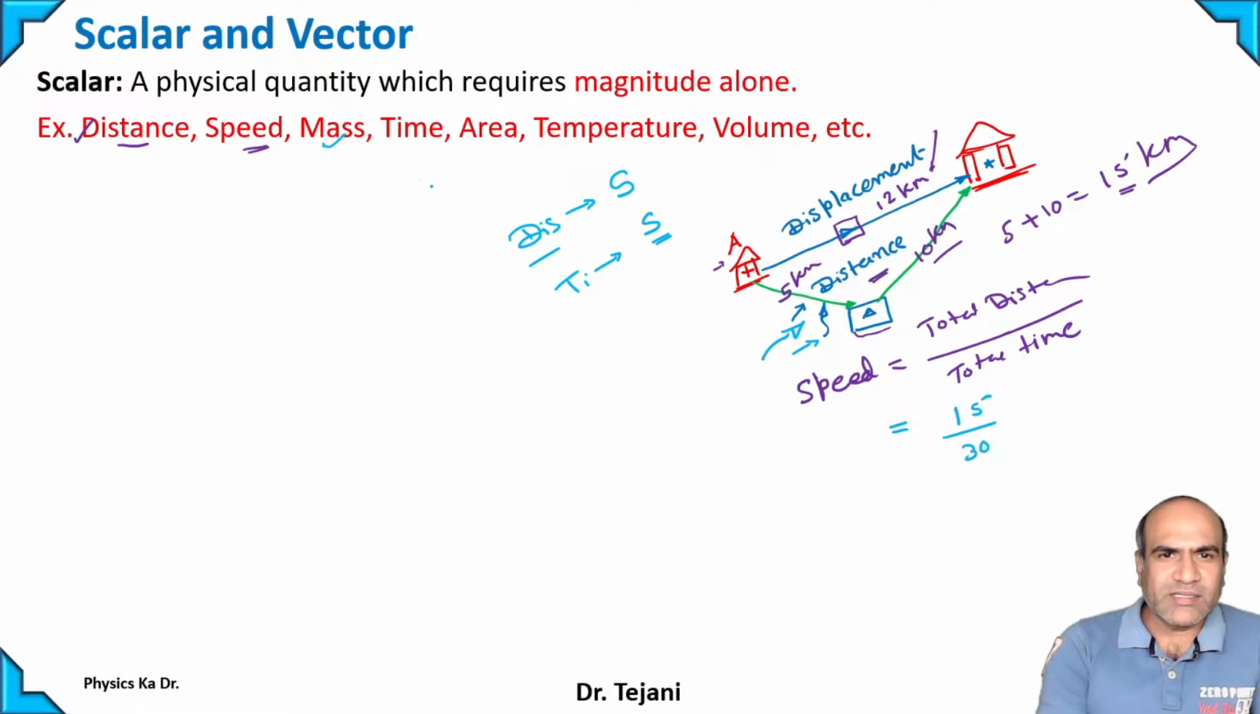Third one is the mass. The human mass, say for example, human mass is 60 kilogram.